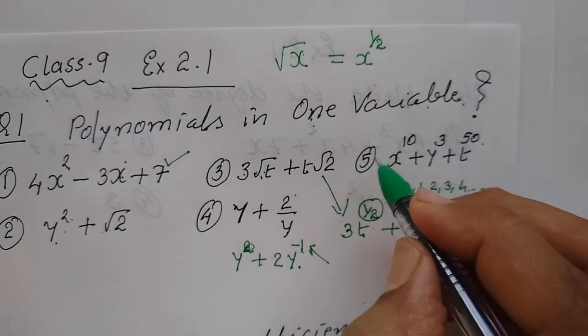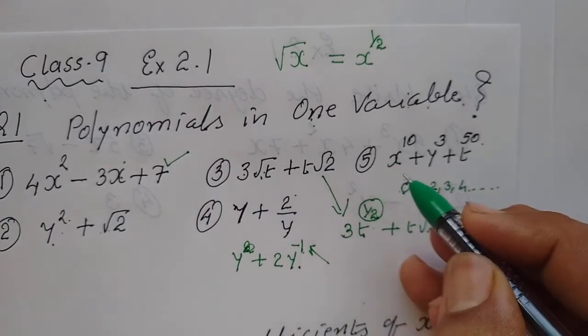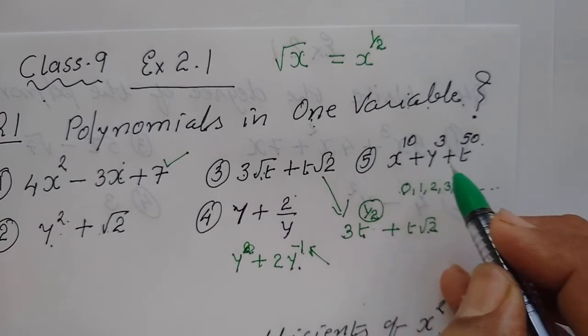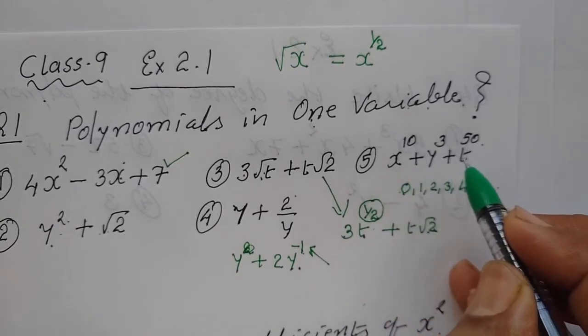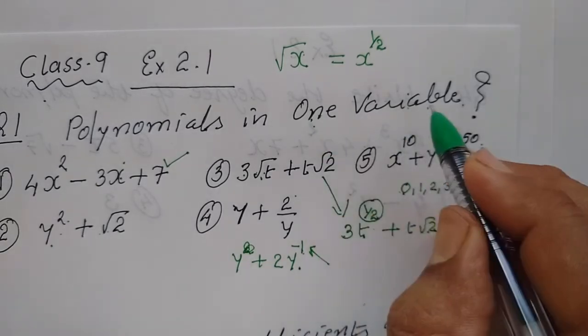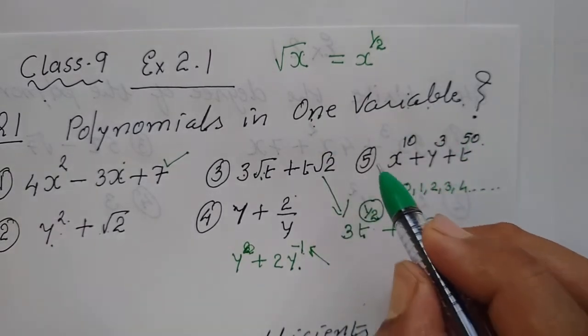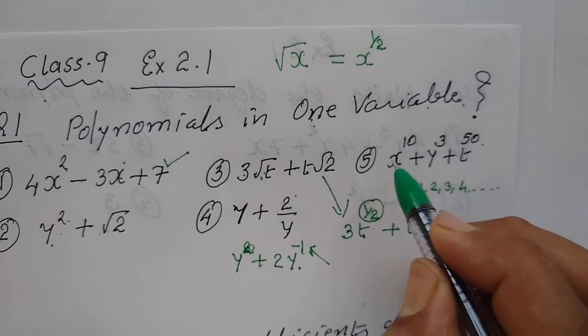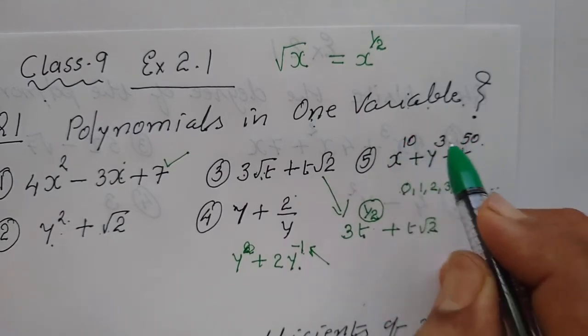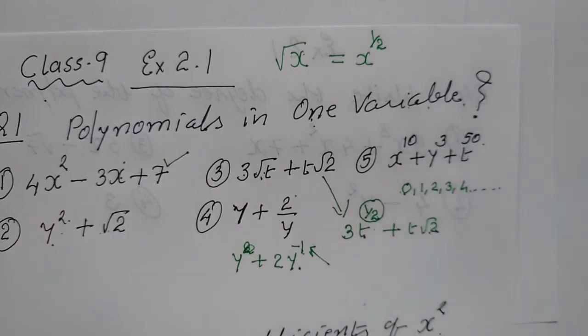Okay? Now fifth one. Children, here obviously you can see that this expression is polynomial, remember, but does not have one variable. So here different variables are there, x, y, t, but one thing you remember, this is a polynomial. Clear? Okay children.